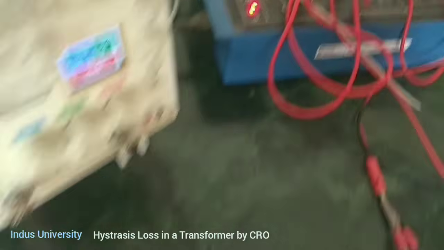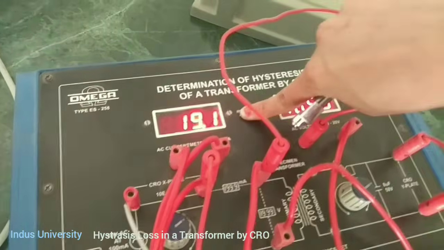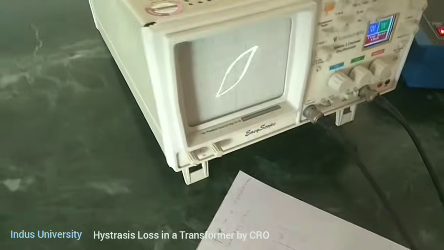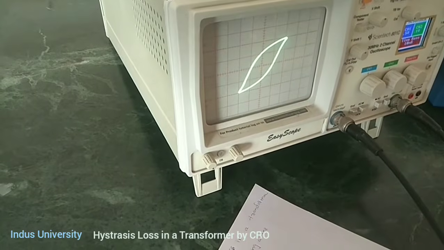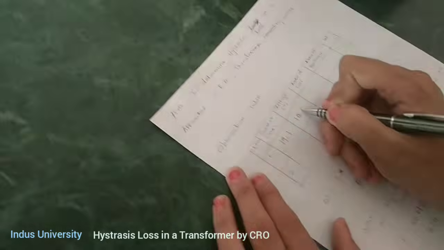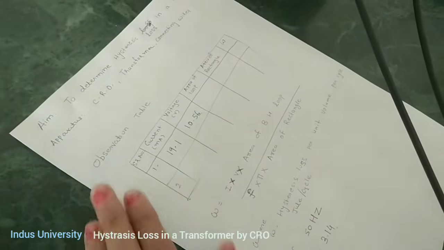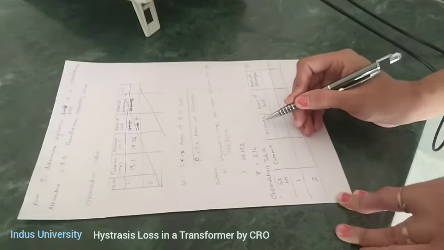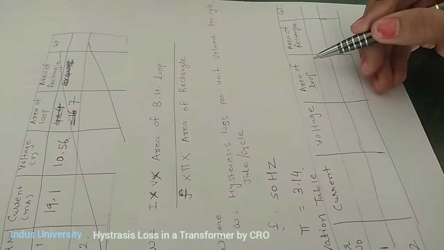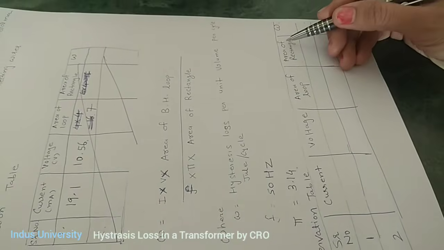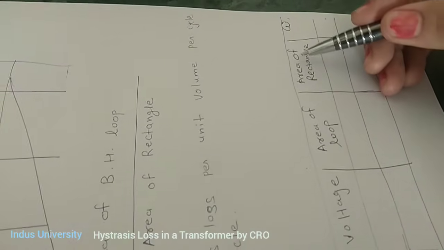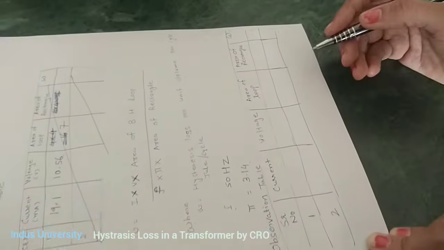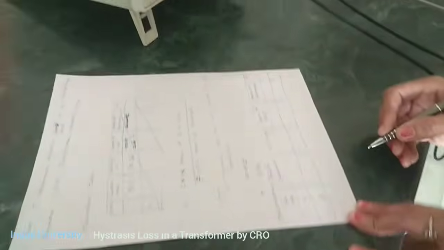Here this will show your current reading, which is 19.1, and voltage is 10.56. So the first reading is 19.1 and 10.56. Once you take this reading, in the table the first reading is current, second reading is voltage, third reading is area of the loop, fourth reading is area of the rectangle for the magnetizing and demagnetizing part, and finally you have W. W is nothing but your loss, the calculation of this hysteresis loss.